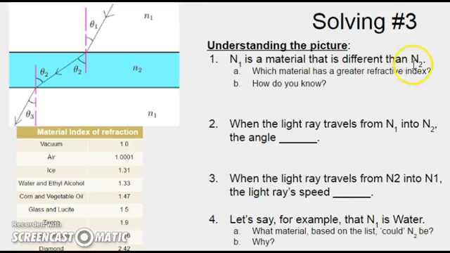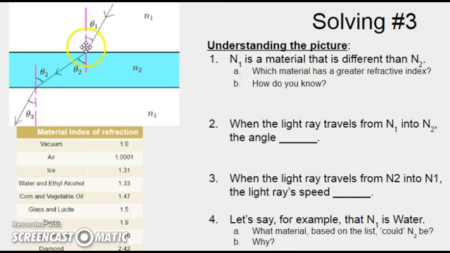Which material has a greater refractive index? And how do you know? I'm going to ask that you pay attention to the angle relative to the normal line in both circumstances. So when the light ray travels from N1 to N2, the angle is going to do something. So make sure you're paying attention to how to read it and how to solve it. When the light ray travels from N2 to N1, the light ray does something else.